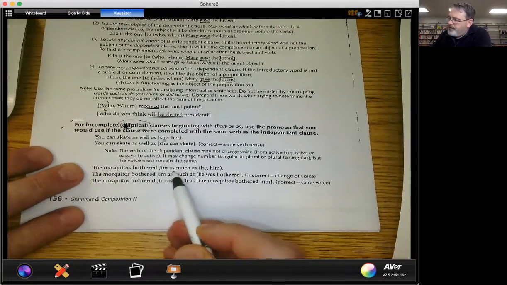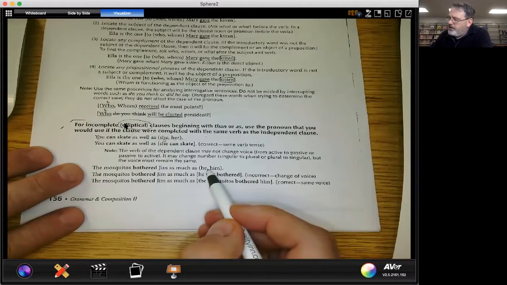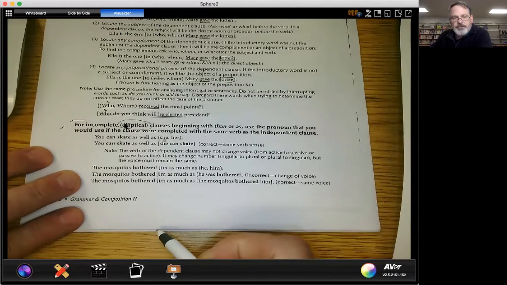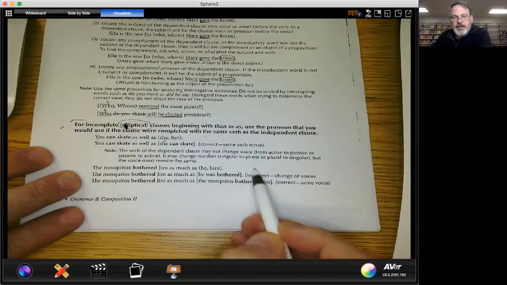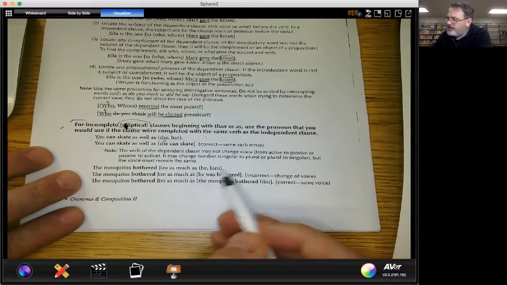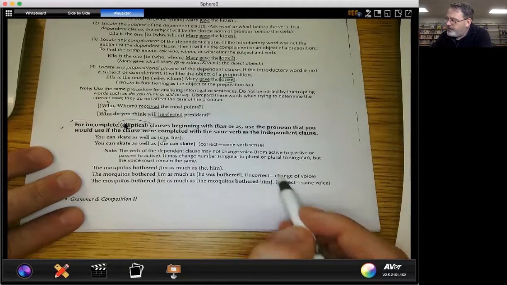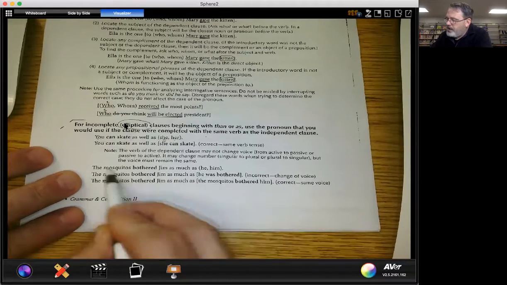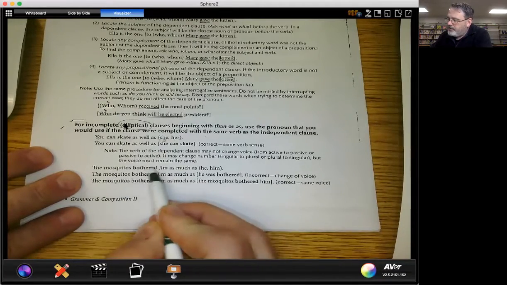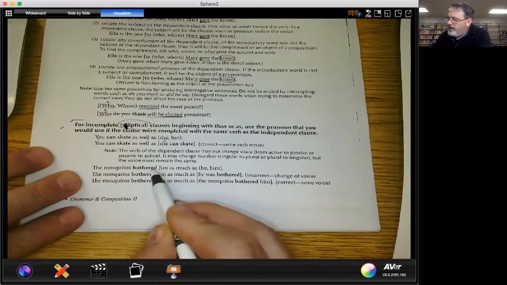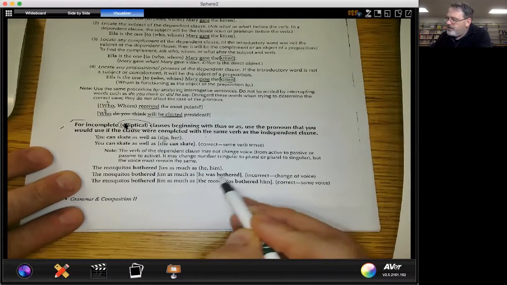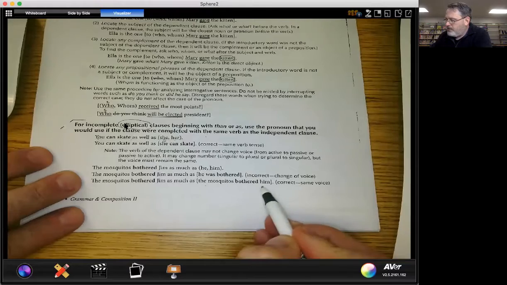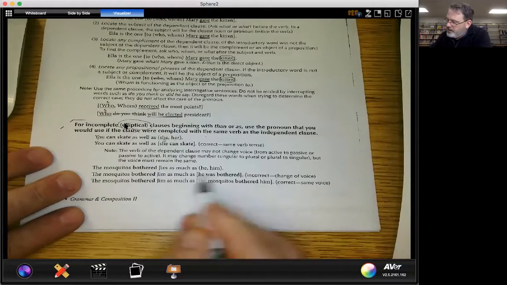The mosquitoes bother Jim as much as him. Now, is that elliptical? It is. The mosquitoes bother Jim as much as they bothered him. Okay? Or as much as he was bothered. That's incorrect. It's a change of voice. Mosquitoes did the bothering, so you can't switch it. The mosquitoes bothered Jim as much as the mosquitoes bothered him. Just like that. Does that make sense?